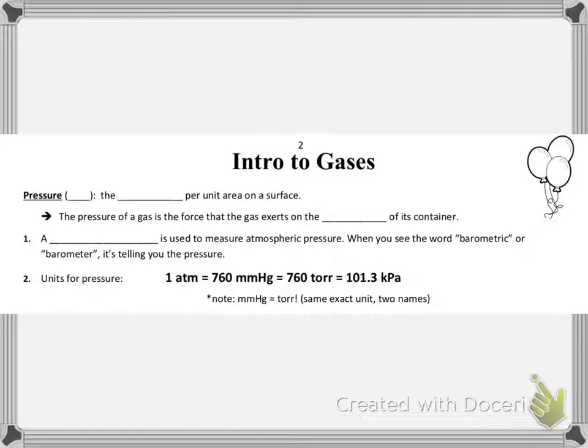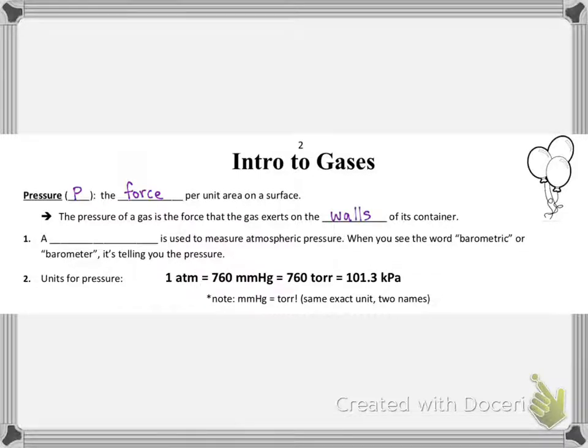Let's talk about the glories of gases. Before we dive into gases, we need to talk about the variables that we measure about gases. And the first one is pressure, represented with the letter P. This is just the force per unit area on a surface. More specifically, the pressure of a gas is the force that gas exerts on the walls of its container.